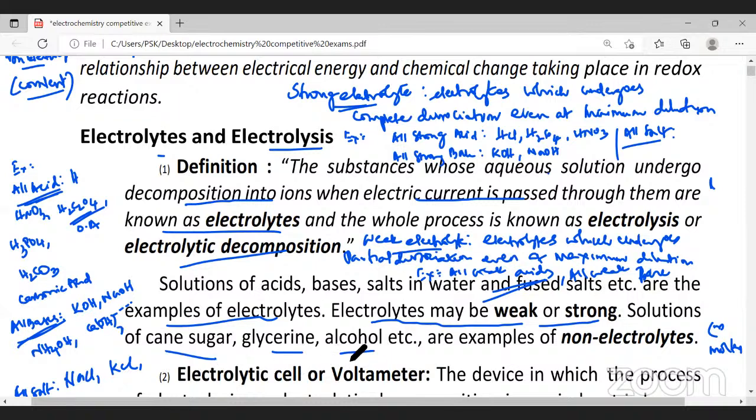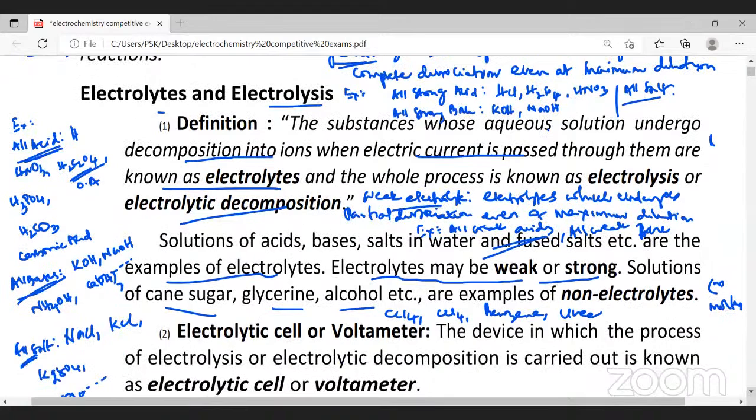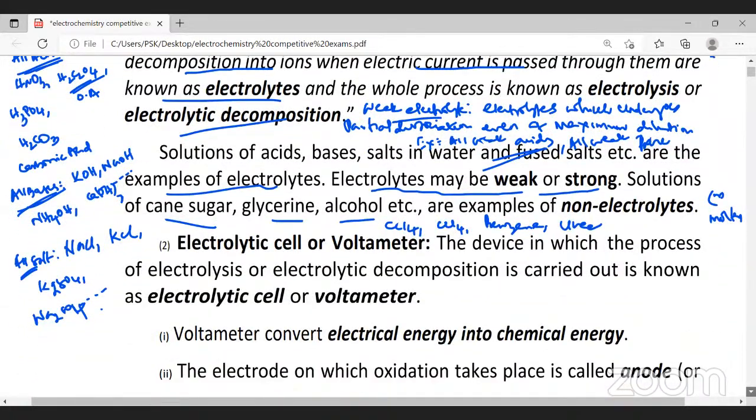All these are examples of non-electrolytes: cane sugar, that is C6H12O6, glycerin, alcohol, carbon tetrachloride, chloroform, CCl4, benzene, and urea. All these molecules will not give ions in aqueous medium. Therefore, they are called non-electrolytes. Did you understand this so far? Yes, sir.